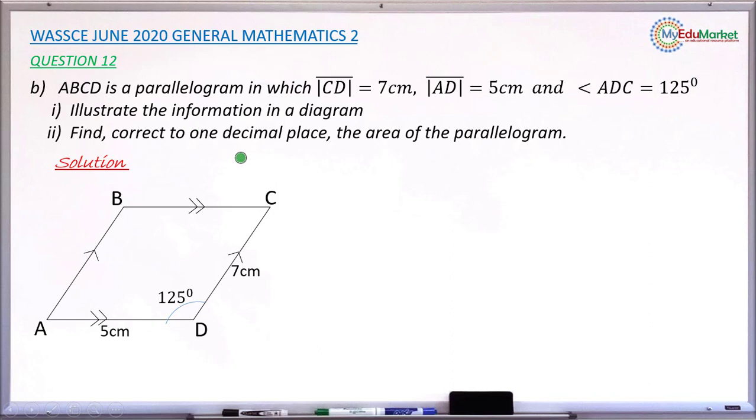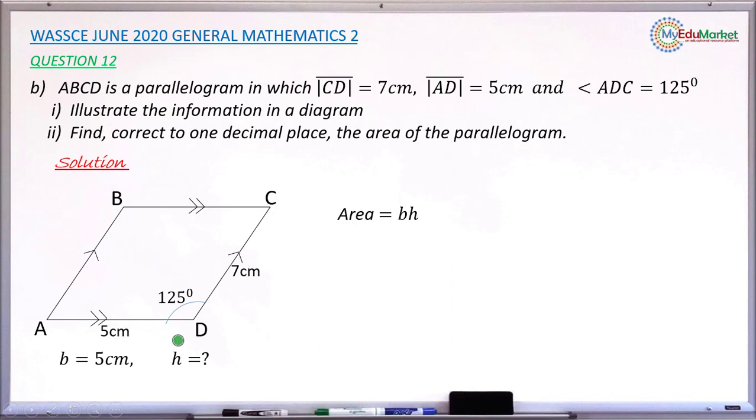So move to Roman 2. In Roman 2, you are asked to find the area of this parallelogram correct to one decimal place. The formula for finding the area of a parallelogram says area equals base multiplied by height. So to find this area, you have the base, which we can take as 5 centimeters, but the height between the two parallel sides is missing. So you have to determine it.